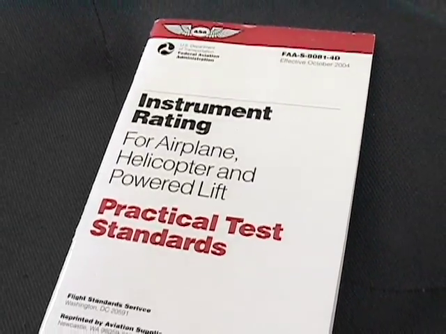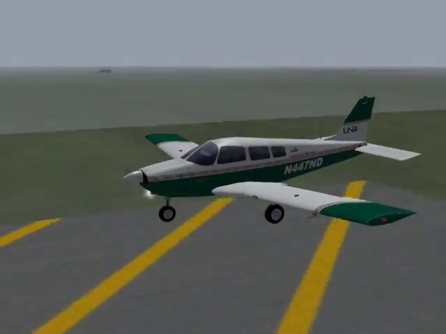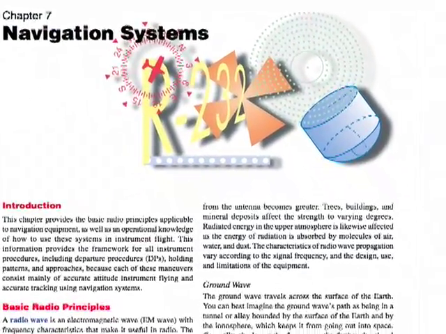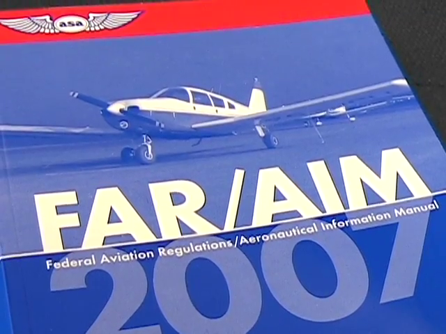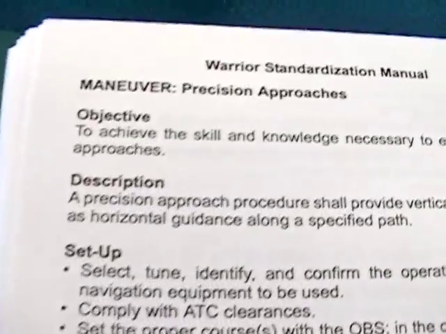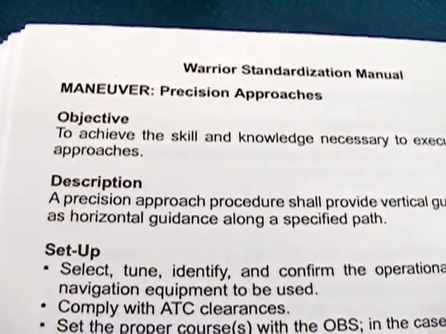For further information on precision approaches and their execution, reference the Instrument Flying Handbook in Chapter 7, the Airman's Information Manual or AIM in Chapter 1, and the UND Warrior and Seminole Standardization Manuals in Chapter 4.